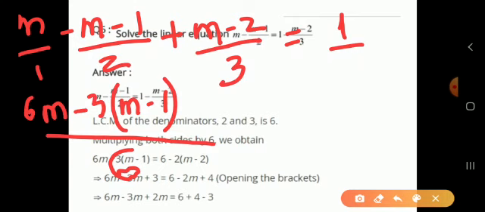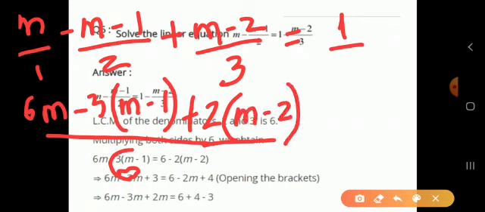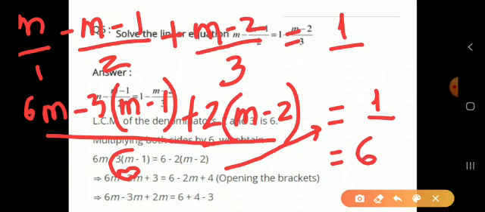Just take care of putting the bracket, otherwise there will be a change in sign. Similarly here, the denominator is 3, the LCM is 6, 3 times 2 is 6, so 2 is multiplied with the entire term (m minus 2), equal to the right hand side, as it is 1. So next step, this 6 will be cross multiplied with 1, so the right hand side will become 1 into 6, that is 6.